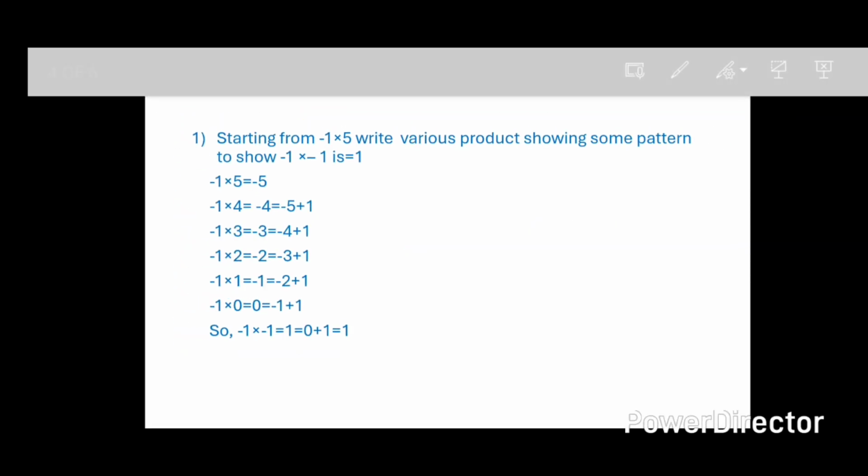Next, one more last question is there. Starting from minus 1 into 5, write various products showing some pattern to show minus 1 into minus 1 is 1. Here they have given one condition, minus 1 into minus 1 is equal to 1. We finally show this answer by using some pattern. I'll start with the initial number they have given. By taking this initial number, we should continue the pattern like this. Then finally we will get this answer.